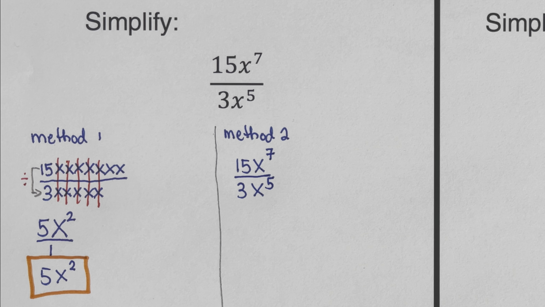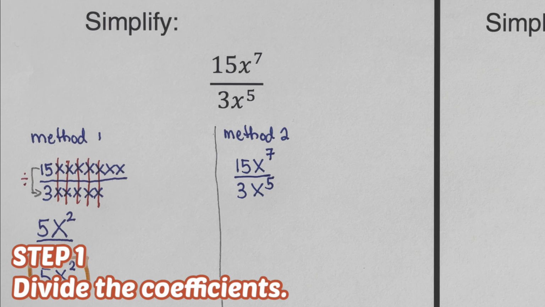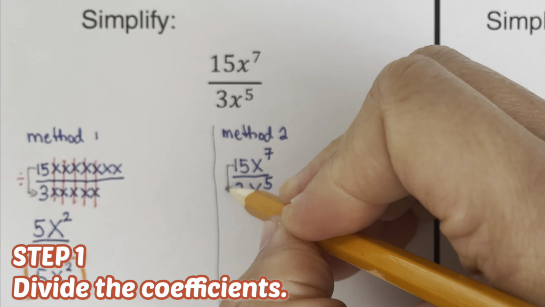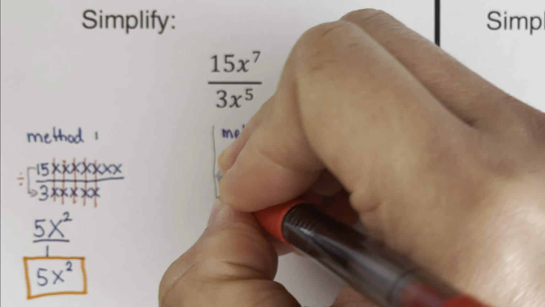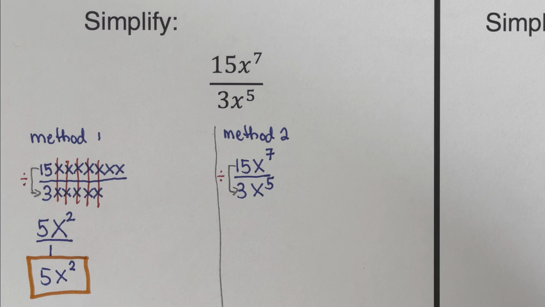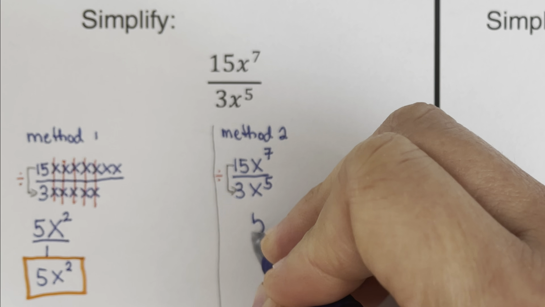Okay, the first step is to divide the coefficient. So this coefficient shall be divided. 15 divided by 3 is 5. So I can go ahead and write 5.